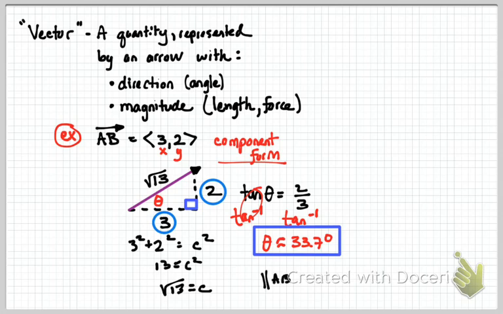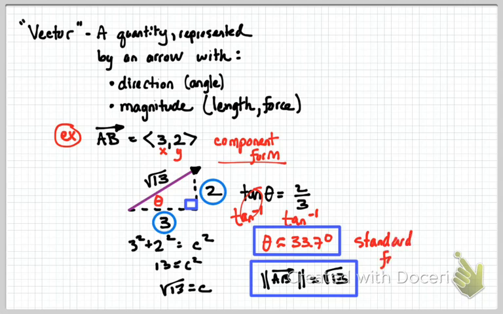And then we're going to say the length of AB, I'll introduce this form in a sec, is rad 13. Alright, so this is your second form. This is called standard form. Or I'm going to refer to it as standard form.